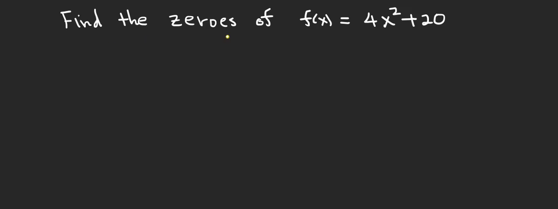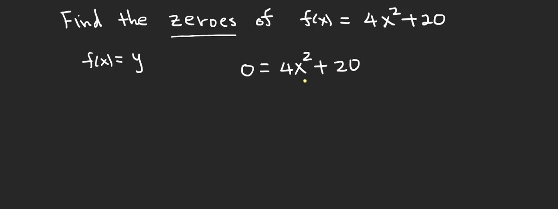When they say find the zeros, it means find the x-intercepts. So zeros is another word for x-intercepts. How do you find the x-intercept of a given function? Well, you know that f of x is the same thing as y. F of x is another notation for y. You find x-intercepts by setting y equals 0. So whenever you have an x-intercept, that x-intercept has a y value of 0. So set the y value equal to 0, and you solve for x.